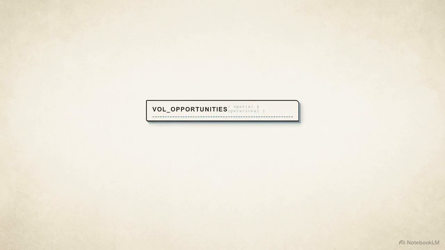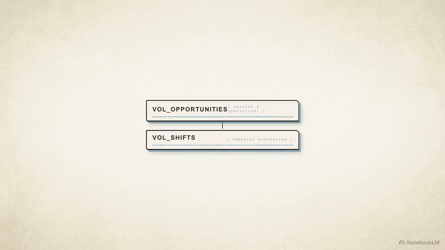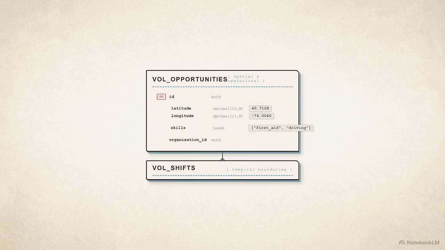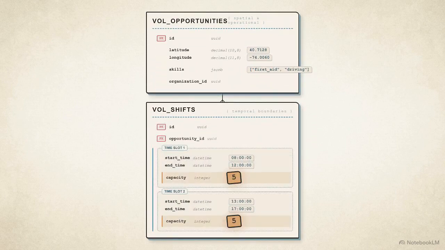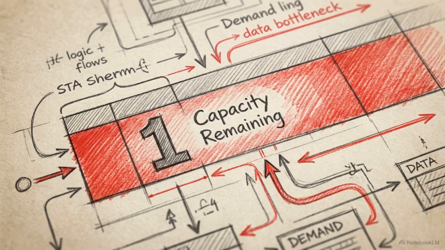This schema relies on two primary entities: the vol opportunities and vol shifts tables. Vol opportunities define spatial and operational boundaries, storing geolocation coordinates and required skills arrays. Below it, vol shifts dictates temporal boundaries, breaking opportunities into slotted times with strict capacity integer constraints. This capacity integer creates an immediate engineering bottleneck.